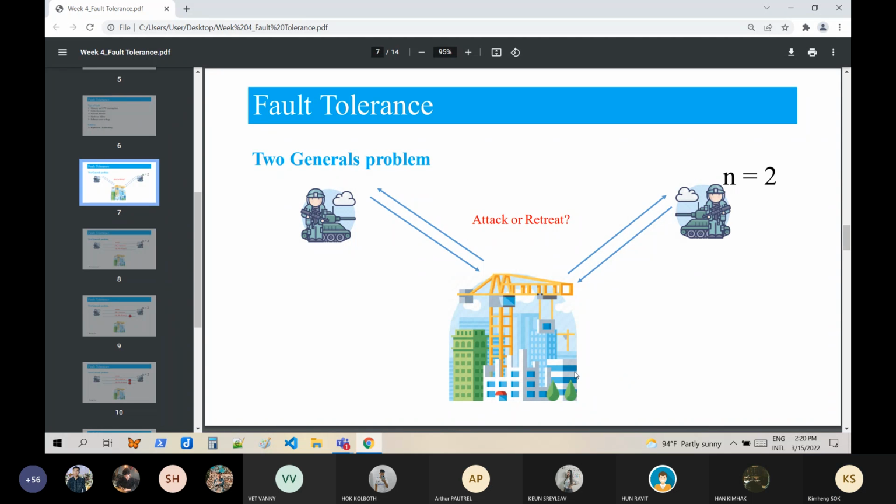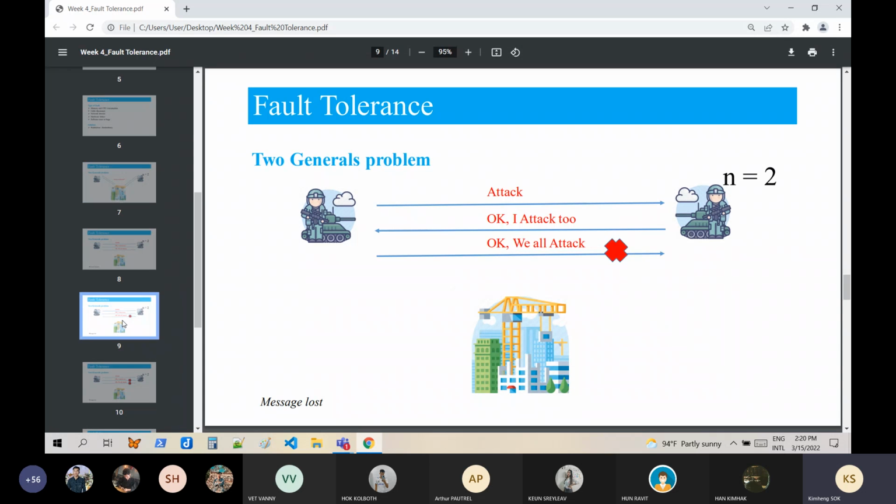So remember, the two generals problem is the problem between two generals and two armies who want to attack a city. If they both attack the city at the same time, they win. Otherwise, they lose. Okay. But in order to attack at the same time, they need to agree with each other by sending messages. And the message could go through the city and then go back, just like a network communication. Okay. And then those messages could be lost.